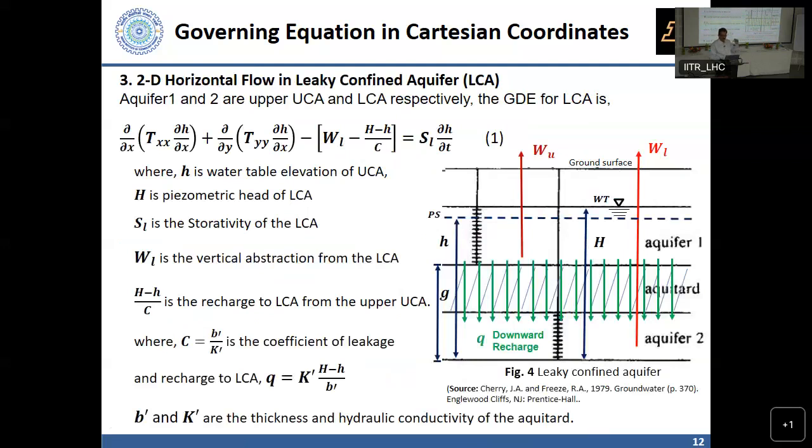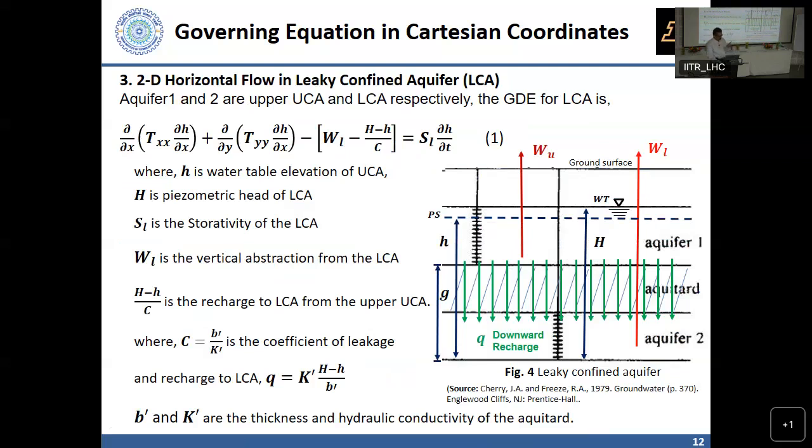On top of this semi-pervious layer, the aquitard, is another unconfined aquifer, which has been called aquifer number 1. For the main aquifer, when it is drilled, the water level rises to a certain height, and that height, let's say the bottom of the aquifer is our reference, is small h. So the piezometric head for the main aquifer is small h. The water table height for this unconfined aquifer on top, from the same reference, is given as capital H.